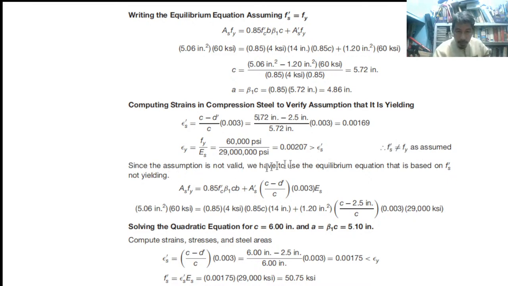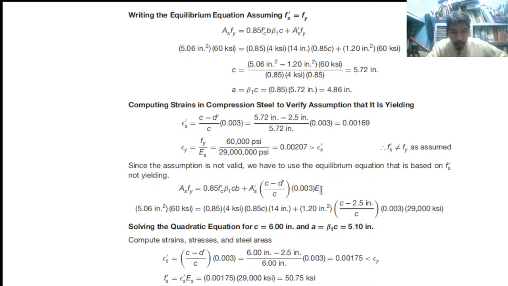Therefore, our assumption is not correct. Since the assumption is not valid, we have to use the equilibrium equation that is based on FS prime not yielding. So, therefore, we have to use this formula instead. Okay? This formula, rather than this one. This is not correct, so replace it by this one. Okay?